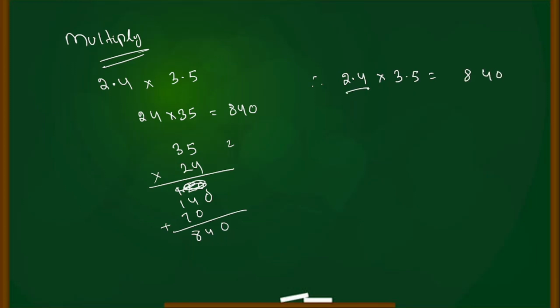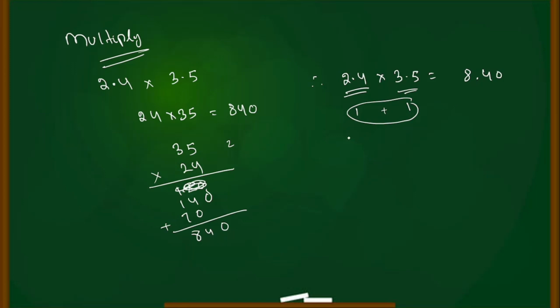So tell me, first number after decimal how many digit? 1 digit. Second number after decimal how many digit? Same 1 digit. In multiplication it will be added. In division it will be subtracted. Okay. So means in answer it will be after decimal, that is 2 digit. So answer is 8.40. Sir, why?